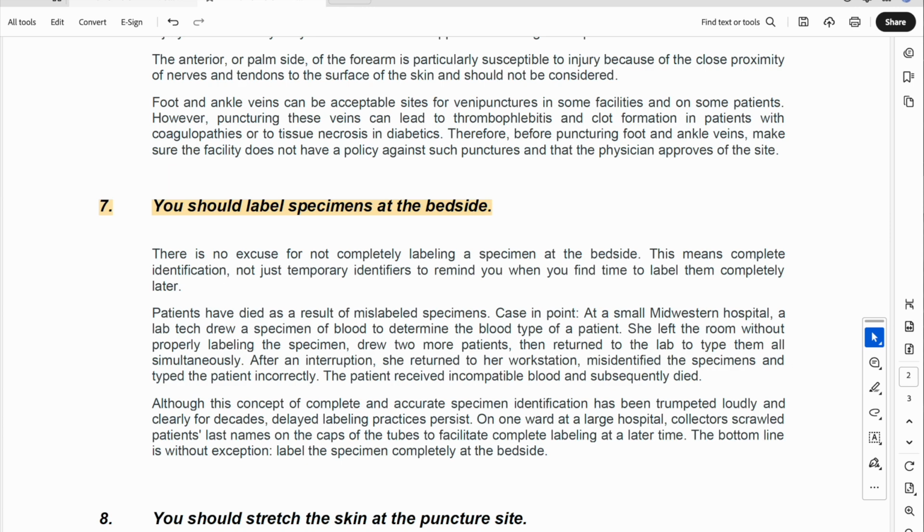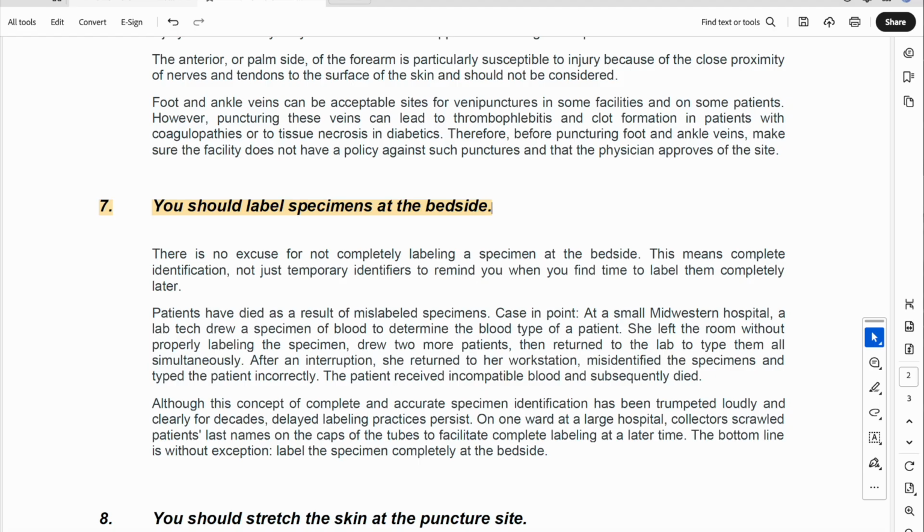Consider this actual case. A laboratory technician drew a blood specimen for typing, left without proper labeling, collected from 2 more patients, then returned to type all 3 specimens simultaneously. After an interruption, she misidentified the specimen and typed 1 patient incorrectly. The patient received incompatible blood and died.